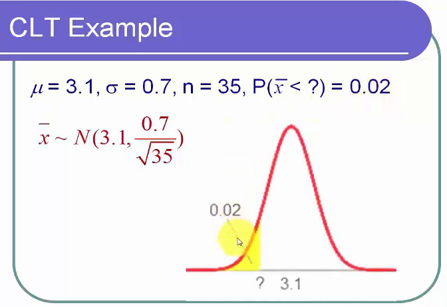So on a graph, we know the mean is 3.1. We don't know the value, but we do know the area to the left of the curve. And we want to find out the value of x bar such that the area to the left of that x bar is equal to 0.02. And we know how to do that using our calculators. When we're given a probability and we want to find out the value on the horizontal axis, that's when we go to the inv norm. Let's go to our calculator.